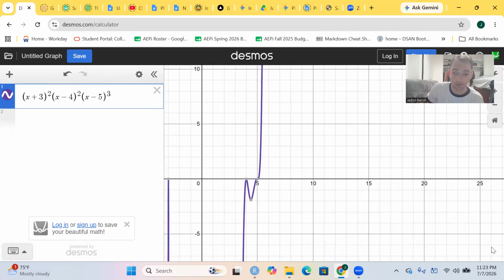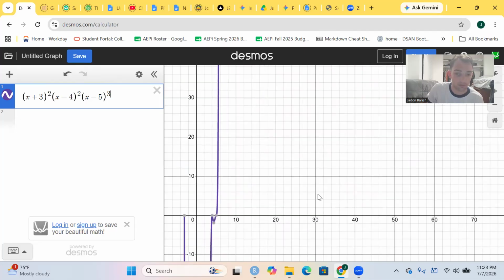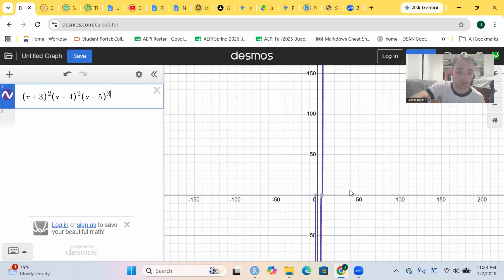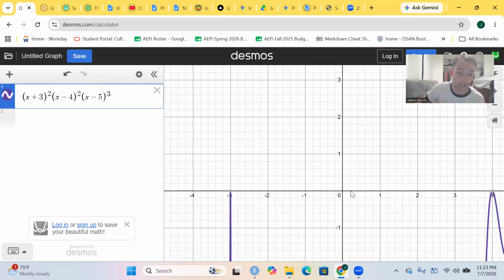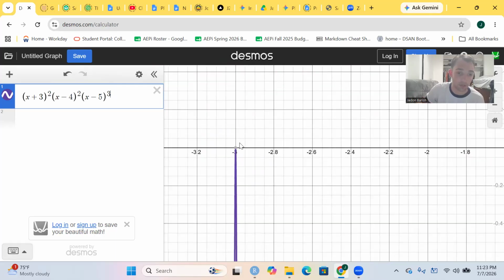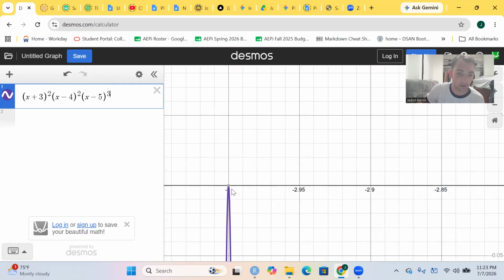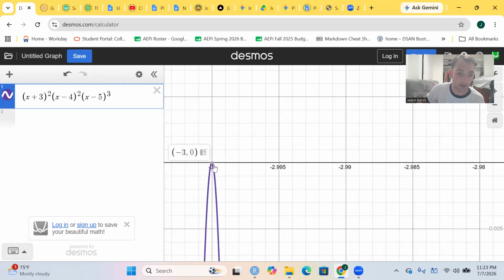And if you zoom out even more, it dips really far down. That's hard to see, and that's because the y-intercept is really far down. But if you look at this, there's your -3, and there's your bounce yet again. So these patterns are very true.